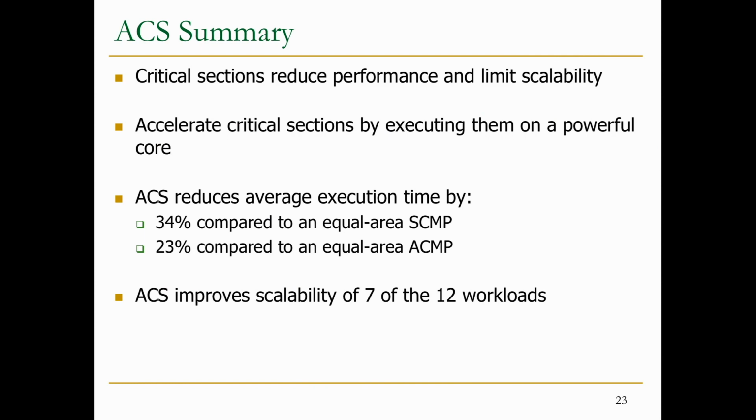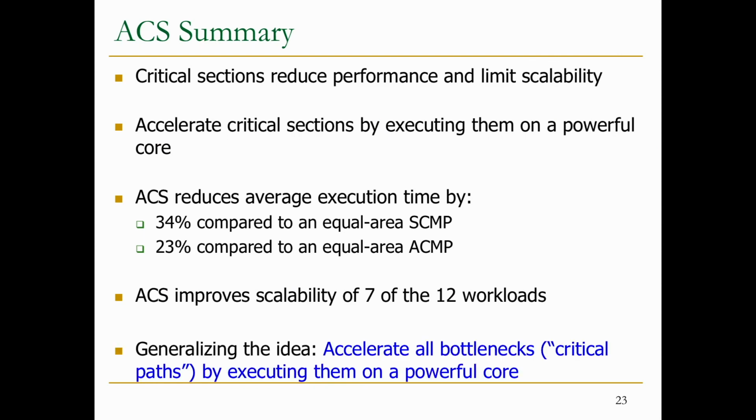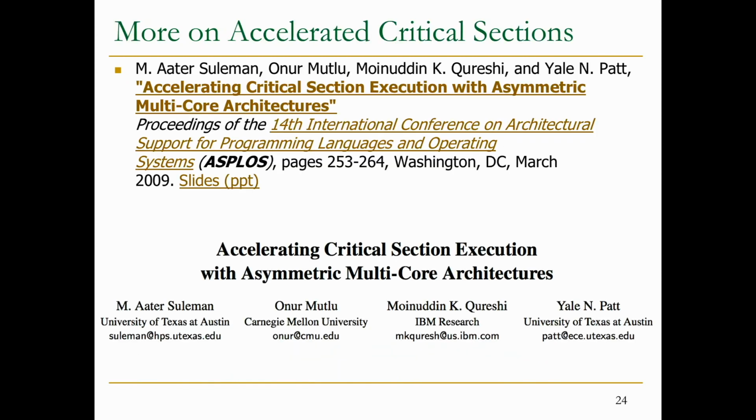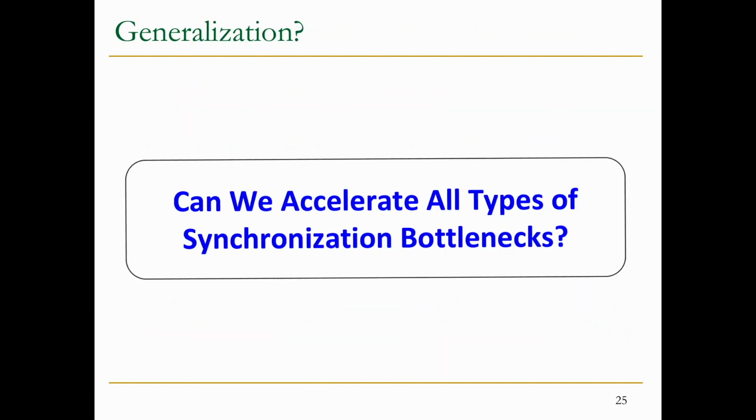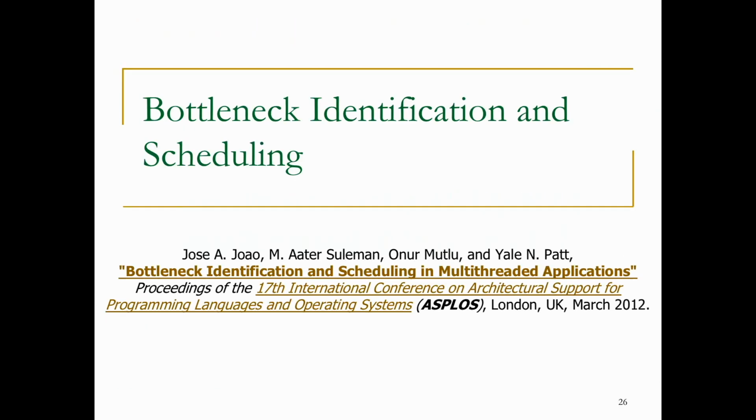I'm not going to go through this again, but we've already discussed this. This is the idea of accelerating critical sections. So we want to now generalize the idea. We're going to still maintain the scope of parallel applications, but can we accelerate all bottlenecks or critical paths in a parallel application by executing them on a powerful core? But before we go into that, this is the paper, and how do we generalize it? So I'm going to talk about this one.